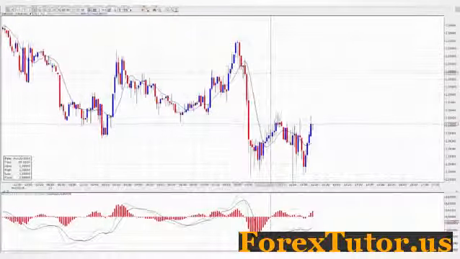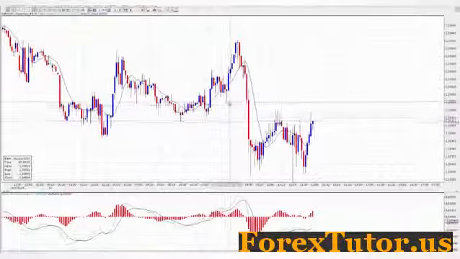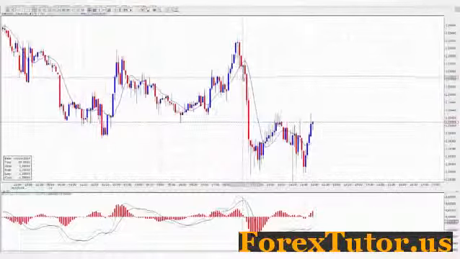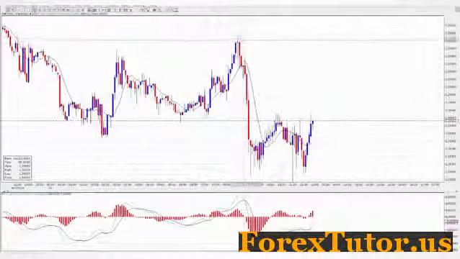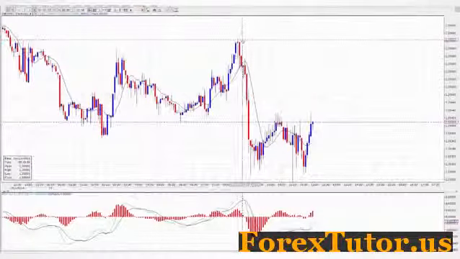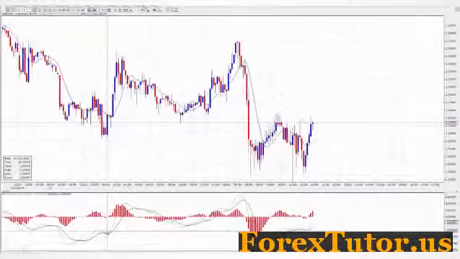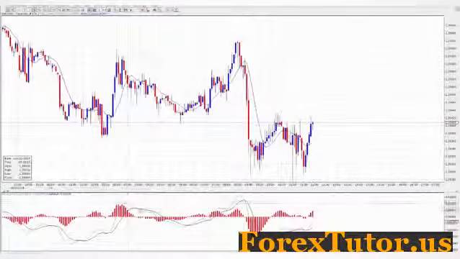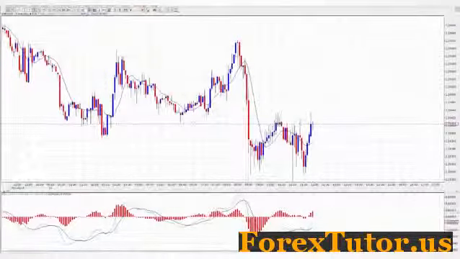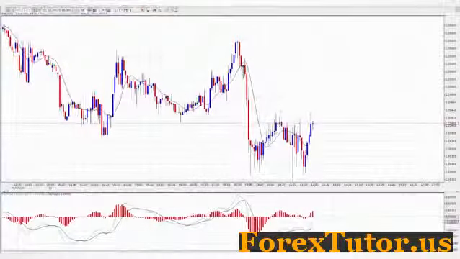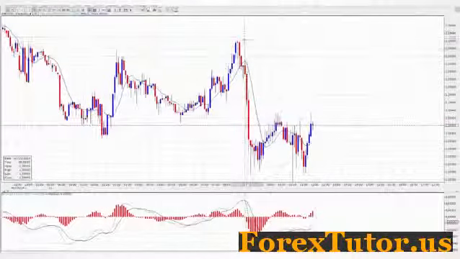The second condition is parabolic SAR, and you can see these dots. They go below when price is going up, but when the trend changes, they go up, to the other side of the price candles. The last one is MACD. As you can see, MACD has 2 lines that cross over each other from time to time. If you want to sell, this line should cross over above the 0 line. Over here, you've got the 0 line. They need to cross over above it, and you can sell.